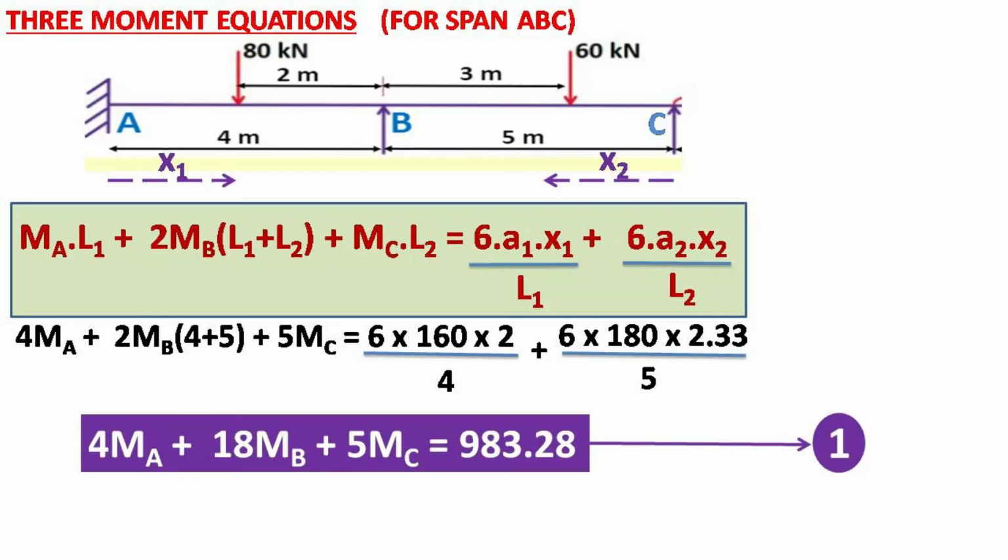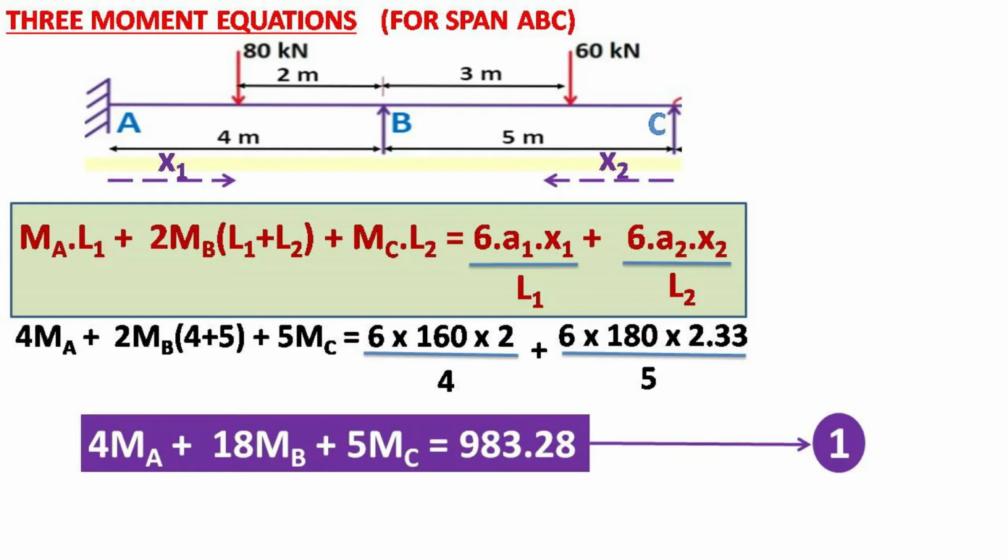Slide 7. Step 5. In this step we are applying the 3-moment equation for the considered span ABC. The 3-moment equation becomes MA L1 plus 2MB times L1 plus L2 plus MC L3 is equal to 6A1 x1 by L1 plus 6A2 x2 by L2. Considering span AB as 1 and BC as 2, we are substituting all the known values in the equation.